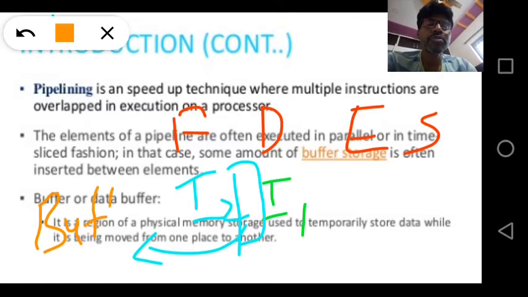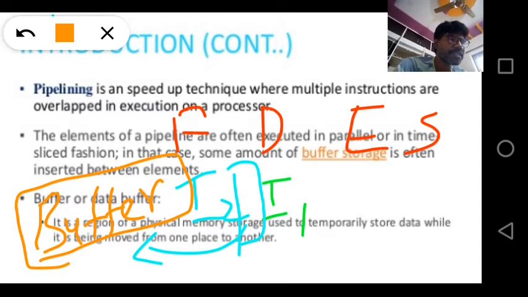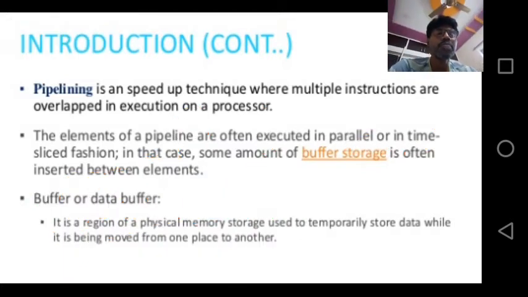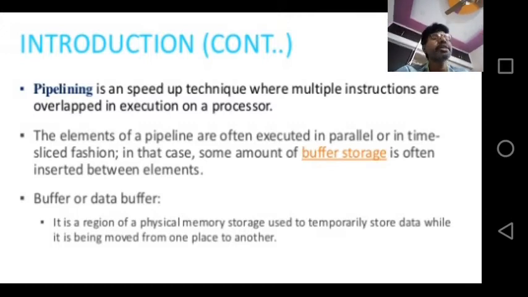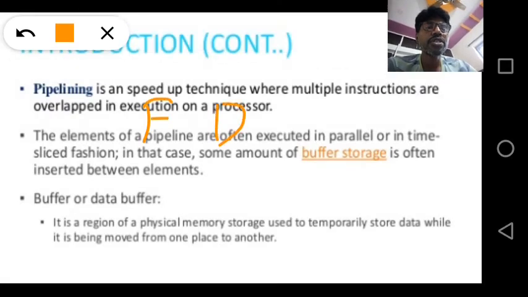You need some buffer to store all the elements. So this is about buffering. Buffer means our data buffer. It is a region of a physical memory storage used to temporarily store the data while it is being moved from one place to another place. Why is a buffer required? Because of fetch, decode, execute and store.